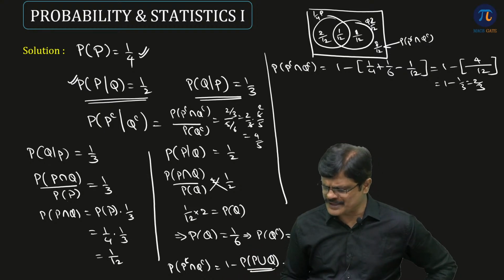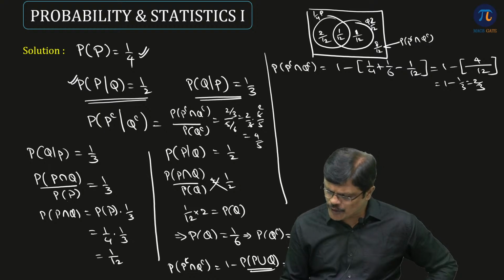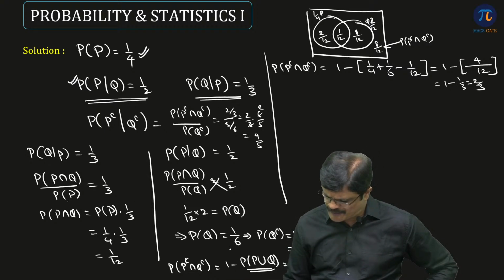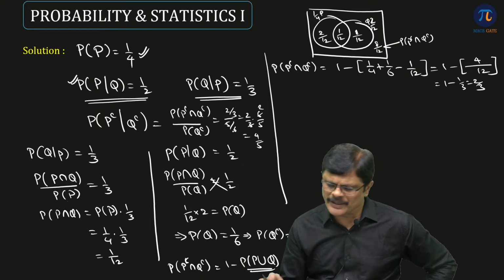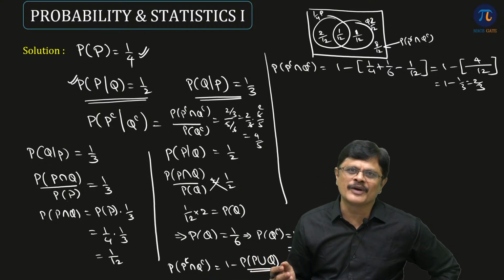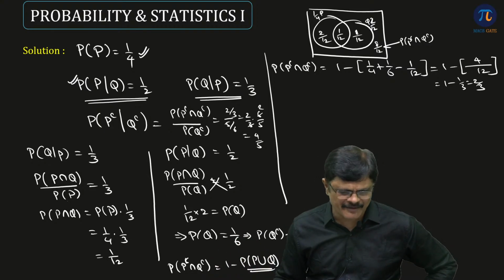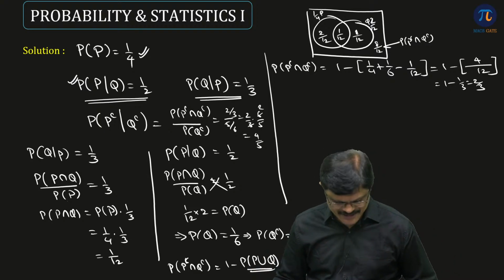4 2s are 8, 4 3s are 12. And what about probability of Q complement? From the probability of Q, 1 by 6, probability of Q complement is 5 by 6. From that also you can get 2 by 3 by 5 by 6. Either you can use the Venn diagram or you can use the formula method, my dear friends. Still you can get the answer for this.